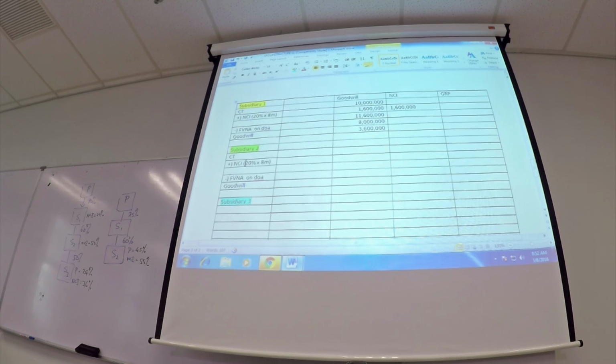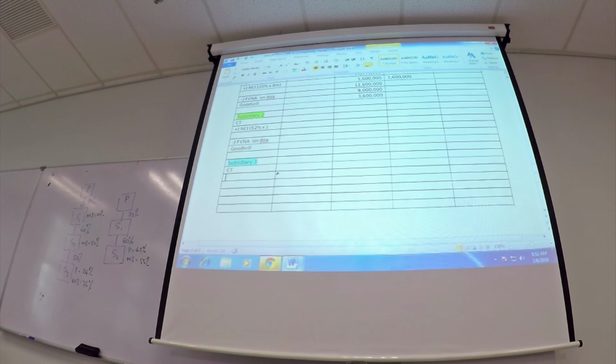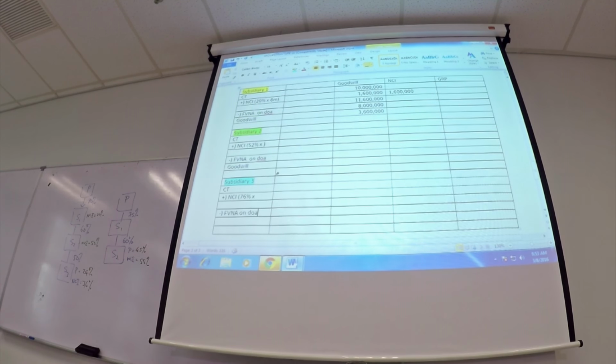So NCI for subsidiary 2, 52%, times whatever fair value of subsidiary 2, isn't it? And for subsidiary 3, the same thing. Consideration transferred and then plus your NCI. So now your NCI here is 76%, times the fair value, then you minus the fair value of net asset on day of acquisition of subsidiary 3.